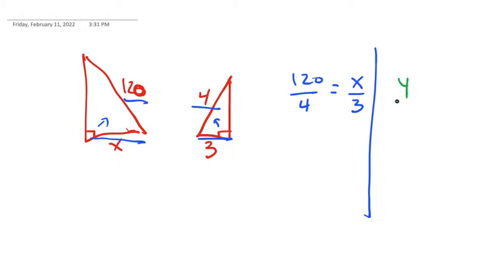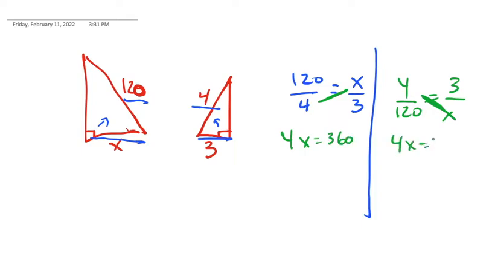4 goes with the hypotenuse 120. But you have to go back to this one. 3 goes with x. Both of these, when we cross multiply, 4 times x and 4 times x, we'll end up with the same answer. 4x equals 360. And we divide by 4. We get 90. So if we can match sides, then triangles are similar, and we can set up a proportion and cross multiply.